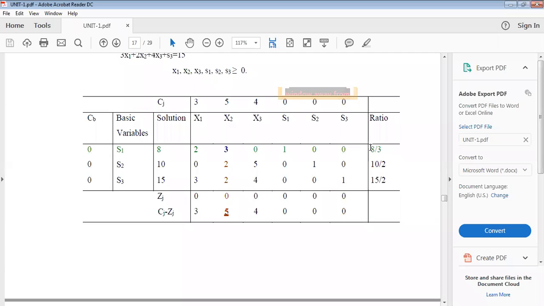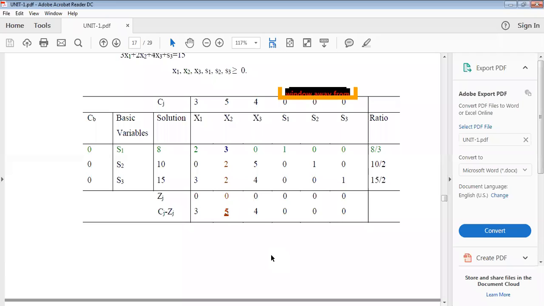So 8 will be here, 8 by 3. 10 will be here, 10 by 2. 15 will be here, 15 by 2. So the next column is 15 by 2, 10 by 2, 8 by 3. Like that we can mark. It is somewhat easy to understand and easy to solve, and easy to explain to the external examiner. Also, it is very easy.